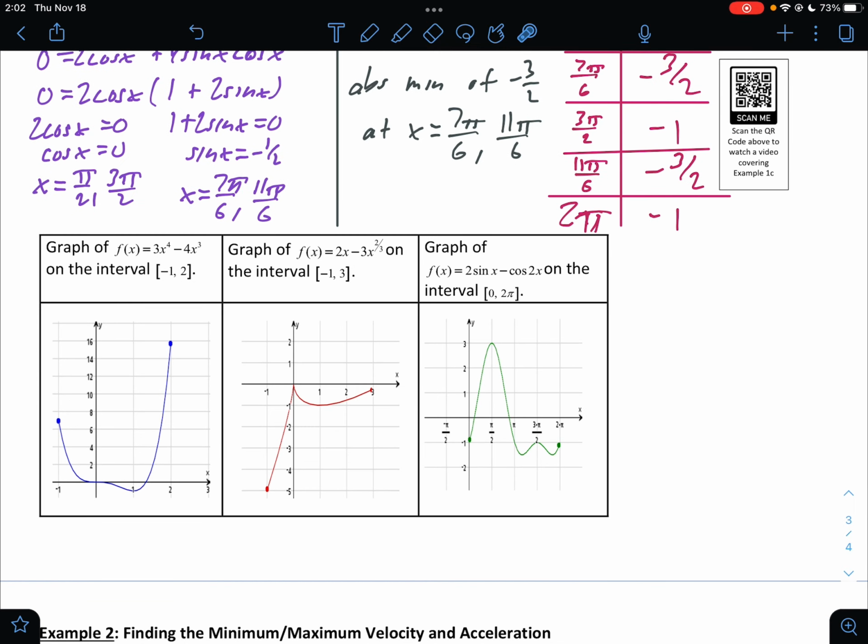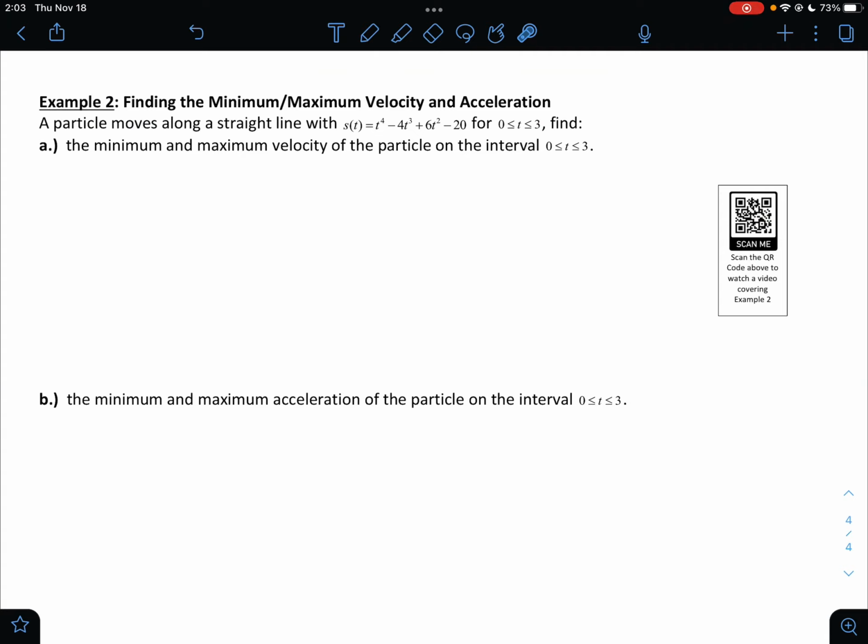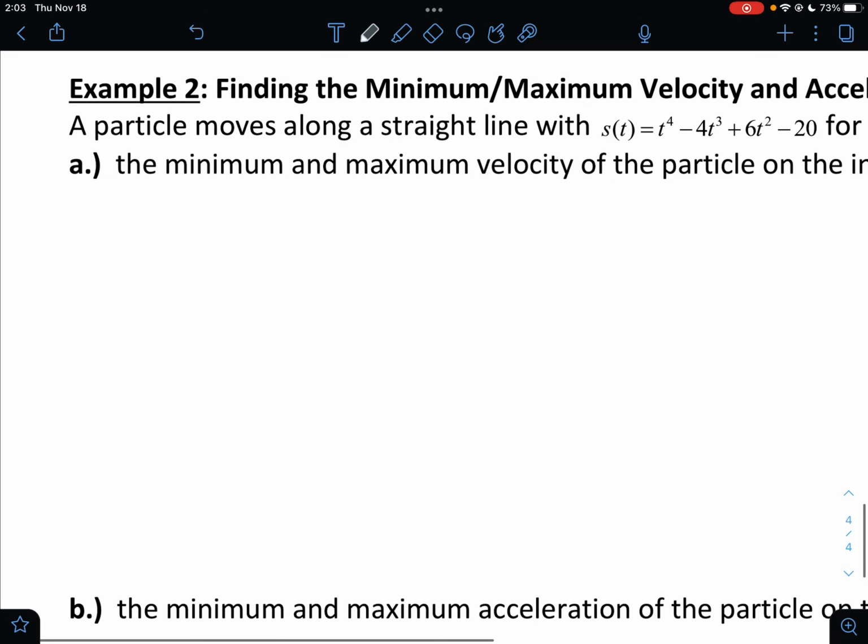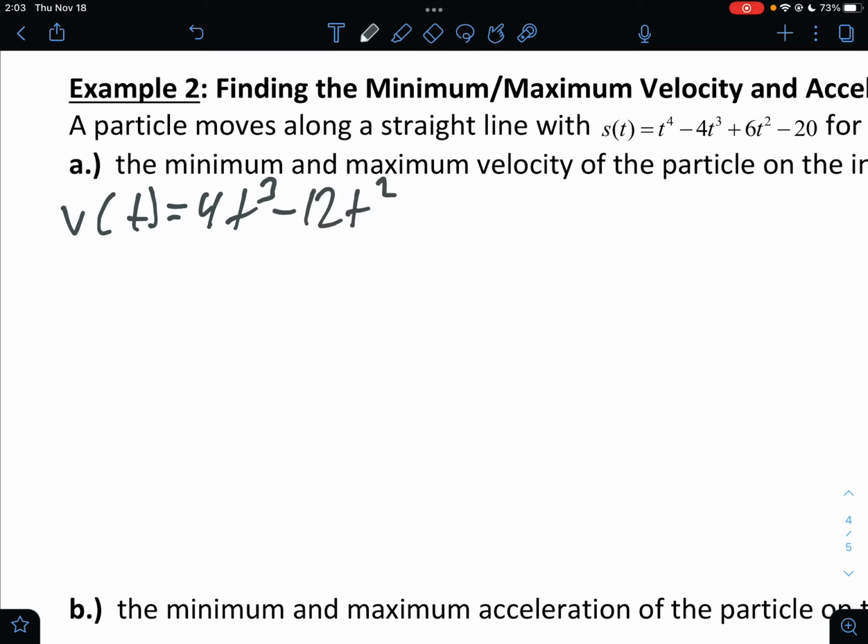So this is also applicable to our position, velocity, and acceleration problems that we were working on last chapter. Okay? So a particle moves along a straight line with position given by s of t, where t is between 0 and 3. Find the minimum and maximum velocity of the particle on the interval 0 to 3. Okay, so the first thing we need to do is find the velocity. So v of t would equal 4t cubed minus 12t squared plus 12t plus 0.